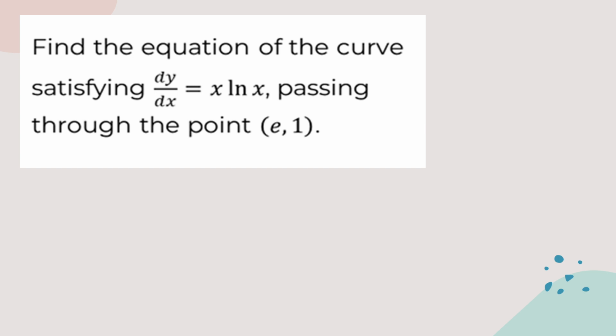In this case, the same thing applies. We have to check whether the variable separable form is working or not. If it is working, then follow the procedure we studied in the last class. So what was the procedure? Let's discuss. If you see the question, it's a very easy question. dy by dx is equal to x into ln x is given. Now what is this passing through the point (e, 1)?